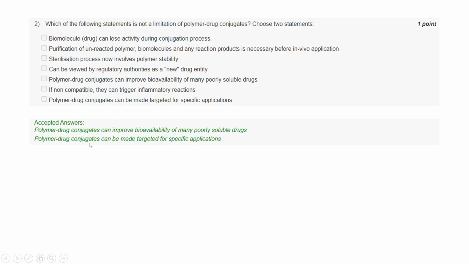And the next right answer was polymer drug conjugates can be made targeted for specific applications. So depending on the applications, you can choose what polymer you want to conjugate with your drug, and that will give you the most effective treatment. So that was question 2.